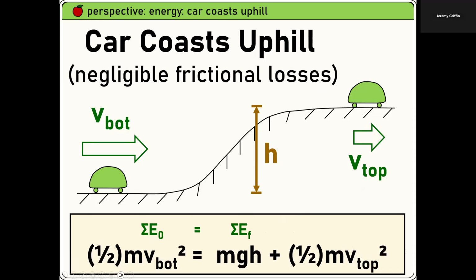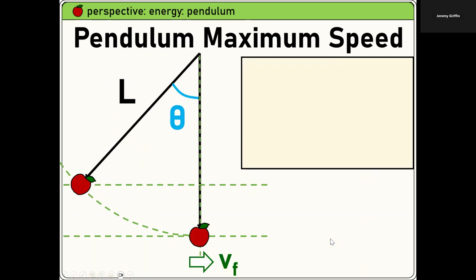Do you see any variables that could cancel out? The mass of the car? So if you had a little motorcycle next to a big old Mack truck and they had the same speed at the bottom, would they also have the same speed at the top of the hill? Yeah. The mass is in all three terms there. There's a pretty good challenge here.